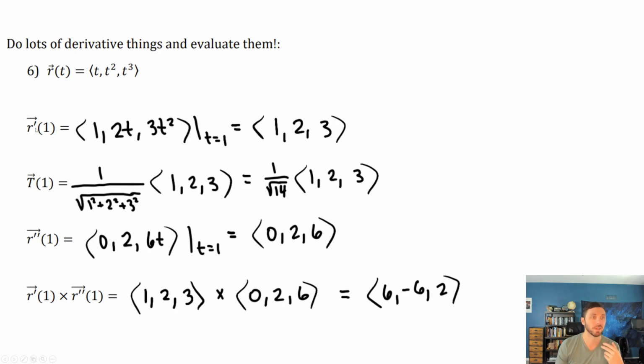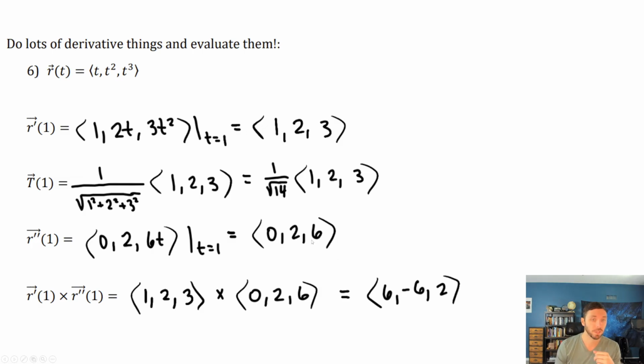If I want to find the unit tangent, I'm just plugging my vector r prime into the magnitude formula. So I'm just taking the square root of the sum of squares. So I took my 1, 2, 3, and, like I said, square root of sum of squares. You just get root 14, so 1 over root 14 of this expression. So this is now a unit tangent vector. It's a unit vector.